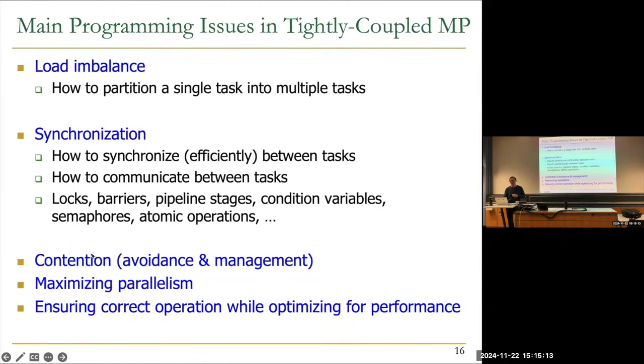Contention avoidance and management, we'll talk about that. But there's also shared resource contention, which we already talked about. How do you maximize parallelism? And how do you ensure correct operation while optimizing for performance? That's actually interesting. And kind of what we covered yesterday, how we motivated asymmetric multicore, was this, right? We don't want the programmer to reduce the size of the critical section at the expense of correctness. And if you already have a not-so-bad critical section, we're going to accelerate it, right?